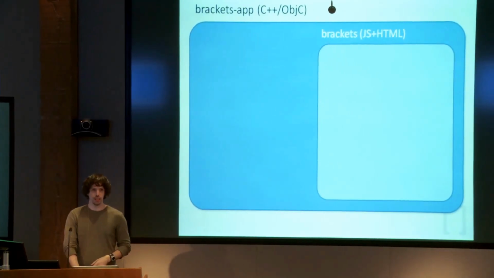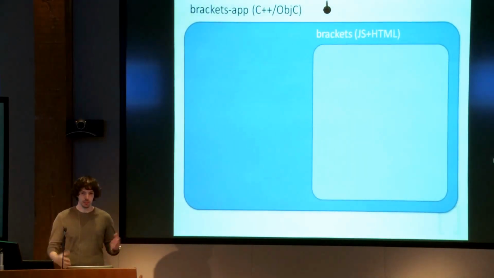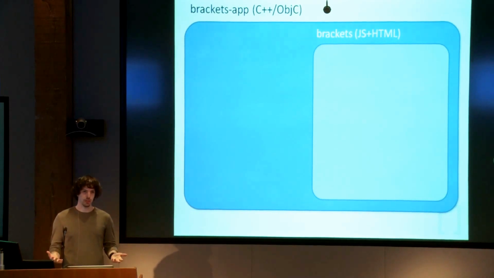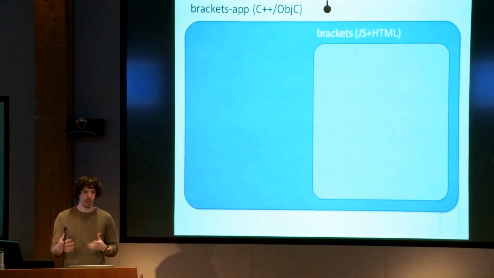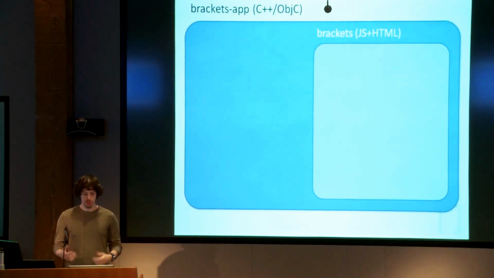At a very high level, this is the way it's structured. There's an app shell, which is a web view with less Chrome than a browser and with a few extra APIs. And then inside there, the core of Brackets is really JavaScript and HTML code.